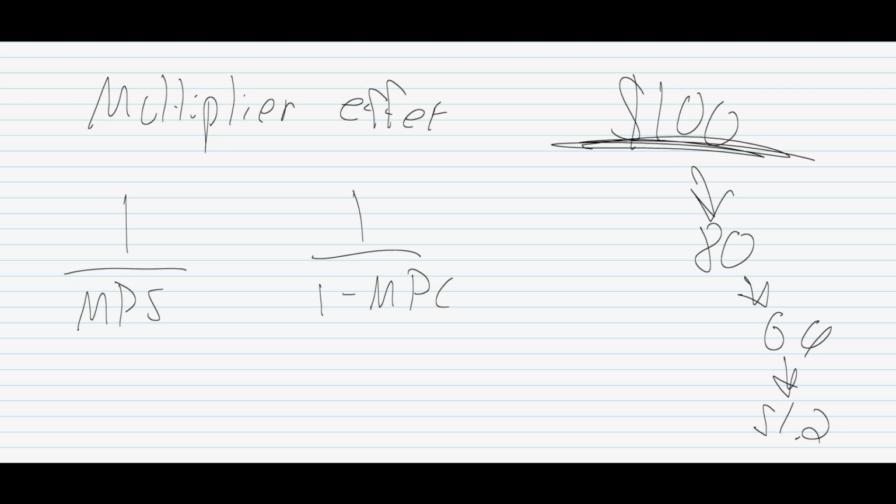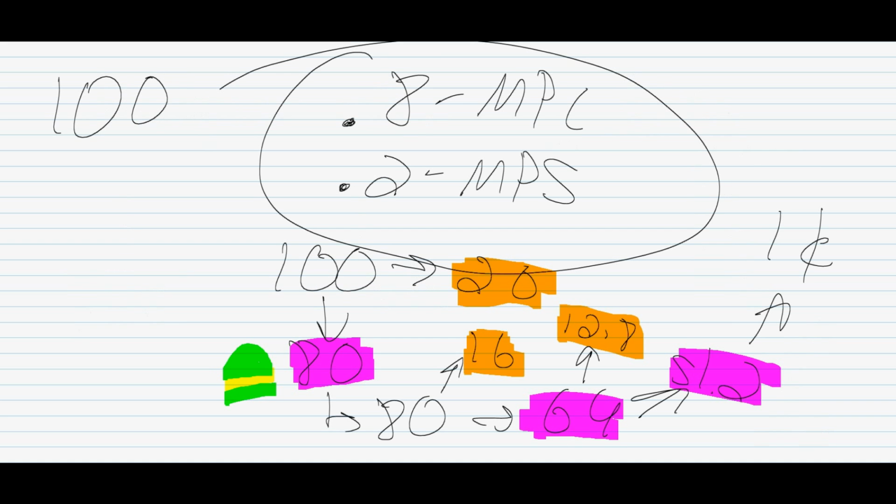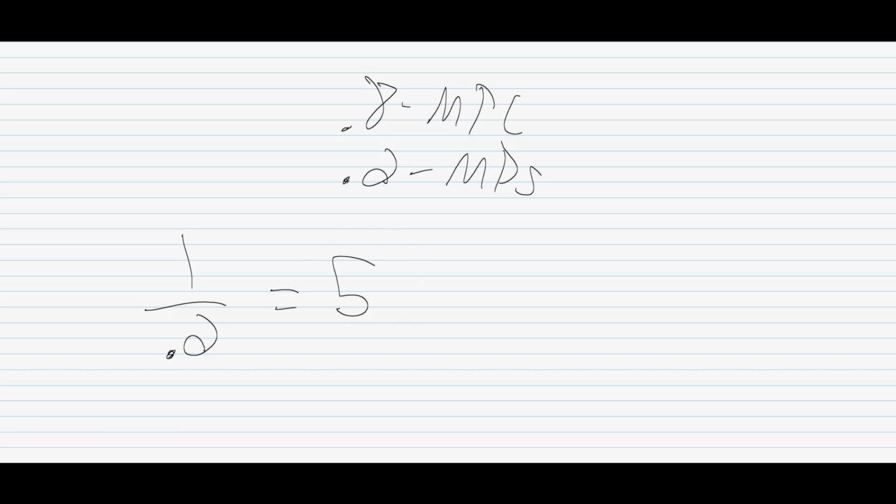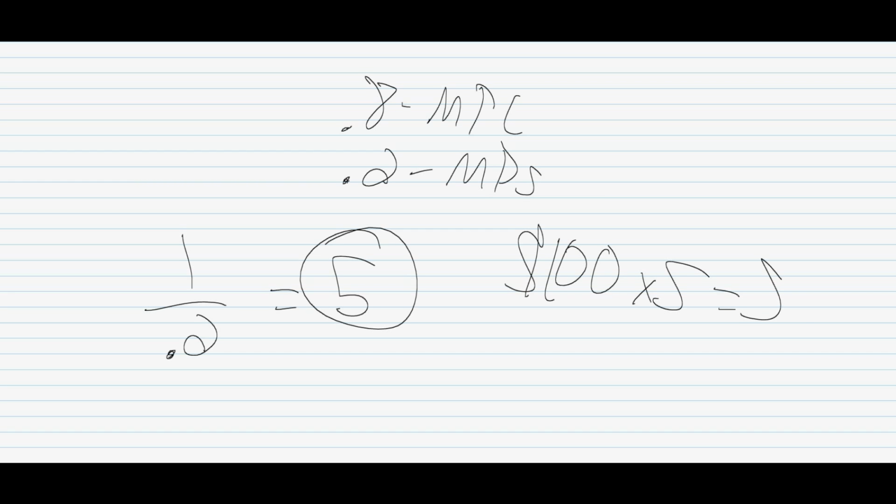So let's calculate this with an example. Given that we're using the same numbers, 0.8 for our MPC and 0.2 for our MPS, 1 over 0.2 is equal to 5. The multiplier is 5. So if $100 is invested in the economy, times 5, is going to have a $500 impact.